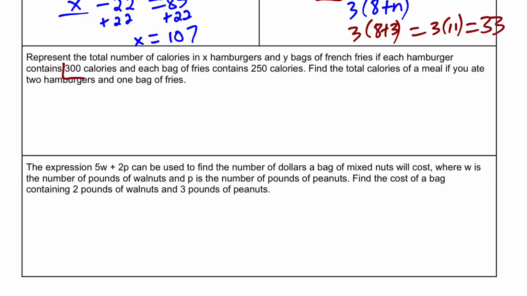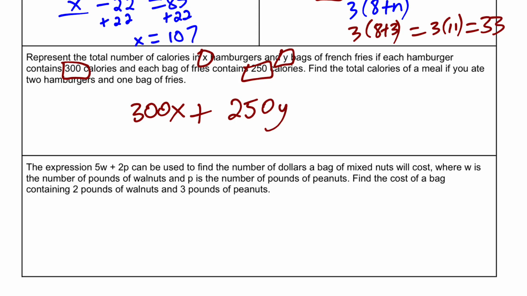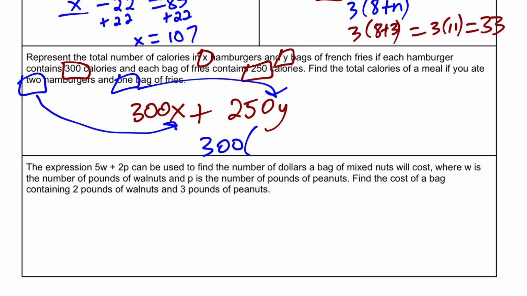I'm going to match up the 300 for hamburgers with the x, 300x, and I'm going to match up the 250 with the y. That's the number of calories per hamburger and the number of calories per bag of fries. Now here they tell us to plug in 2 for hamburger and 1 for fries. So this becomes 300 times 2 plus 250 times 1. This gives me 850 total calories.